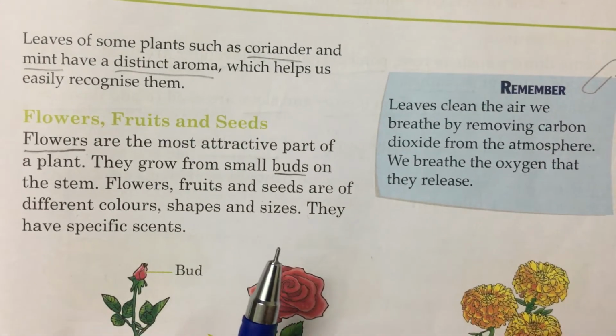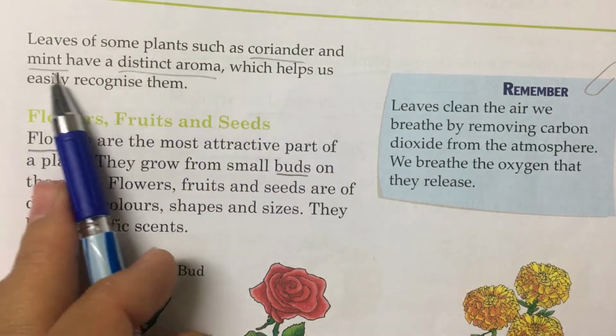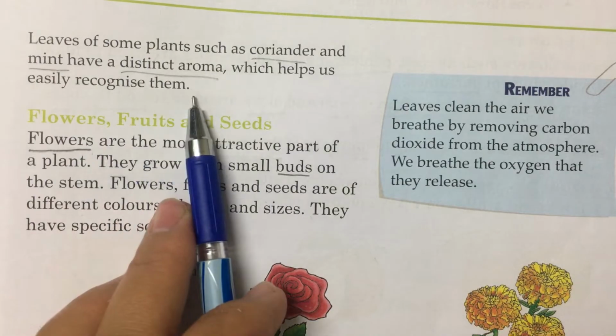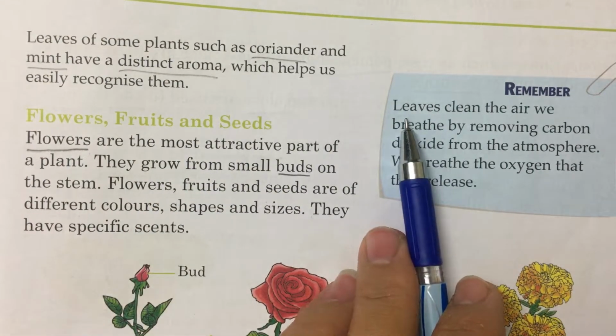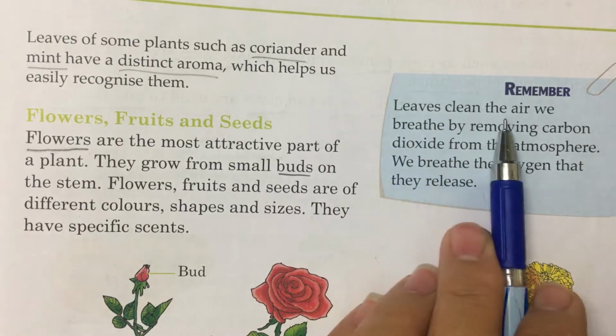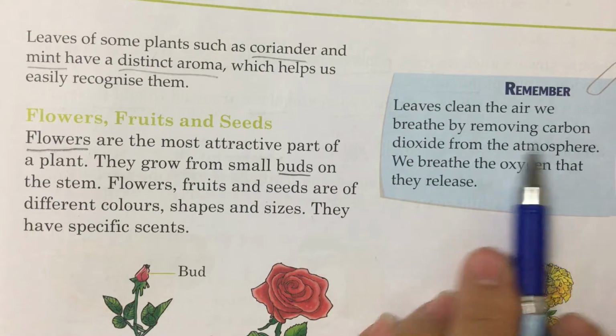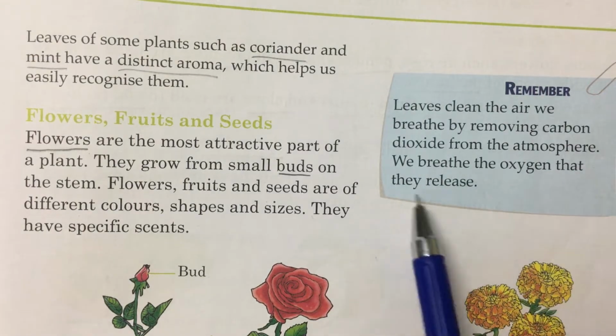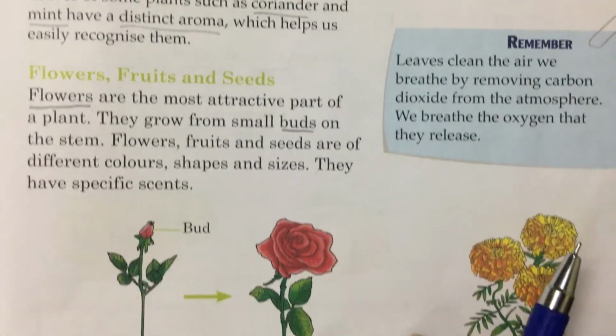Leaves of some plants such as coriander and mint have a distinct aroma which helps us easily recognize them. Now remember that leaves clean the air we breathe by removing carbon dioxide from the atmosphere. We breathe the oxygen that they release.